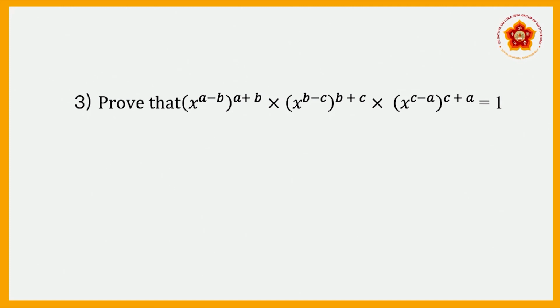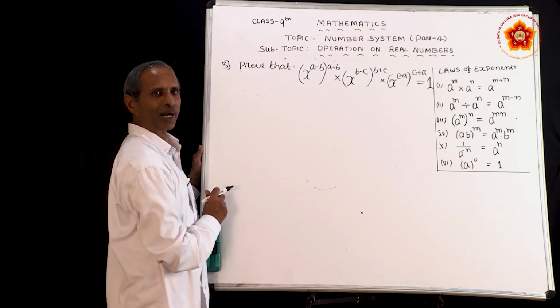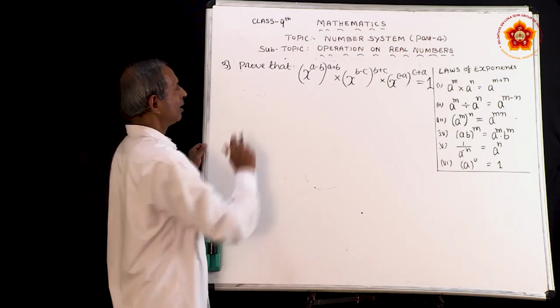Take down in your notebook: prove that (x^(a-b))^(a+b) into (x^(b-c))^(b+c) into (x^(c-a))^(c+a) is equal to 1. Now let us find the solution. To find the solution, we have to take only the left hand side and simplify, that's all.